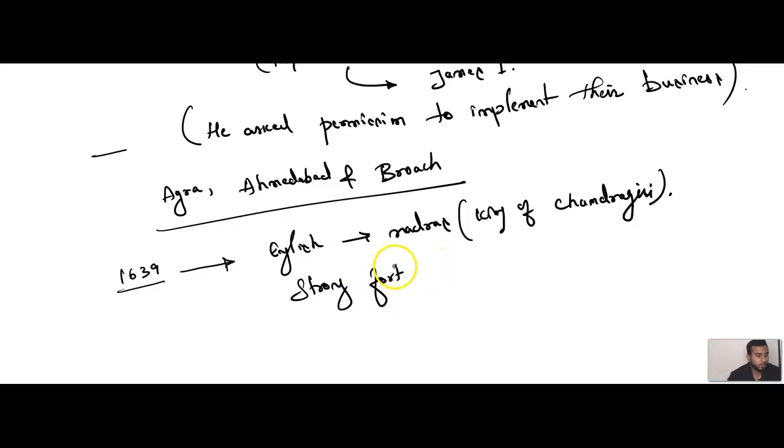उस जगह में एक बड़ा महल खड़ा किए. Understood? They established in that place a strong fort that is named as St. George Fort. उसका नाम क्या दिए? St. George Fort. That is the first fort of English in India.